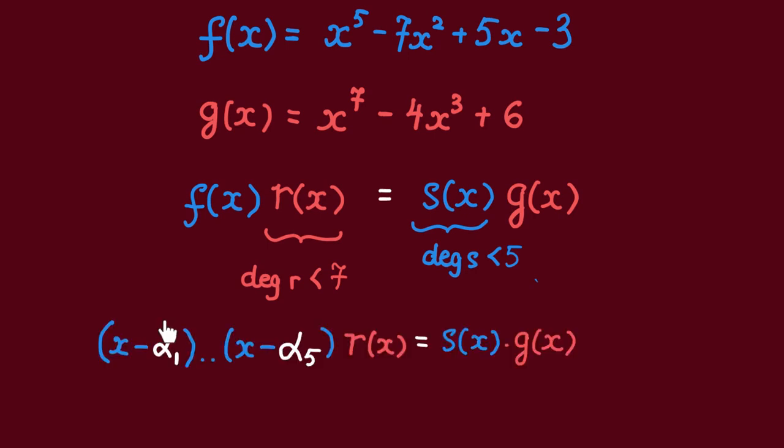Well, over an algebraically closed field, f would split into linear factors. And since the degree of f is 5, it would split into exactly 5 linear factors, counting multiplicity. Now, since the polynomial ring over a field is a UFD, and these factors are irreducible or equivalently prime elements, each of them must divide either s or g. Now, since the degree of s is less than 5, at most 4 of these can go into s. In other words, at least one of these must be a factor of g. That would correspond to a common root of f and g.